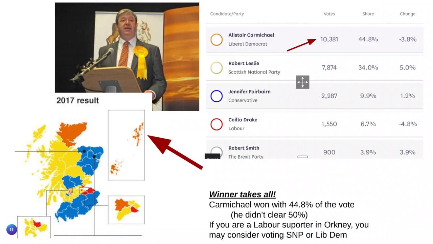Now, if you lived in Alistair's district and you liked the Labour Party, you can see Labour didn't get very many votes. You might decide, I'll either vote for Alistair or Robert Leslie because my party doesn't have a chance of winning, and I'd rather see Alistair win, for example. So this is where voters have to be strategic if their party isn't the majority in their region.